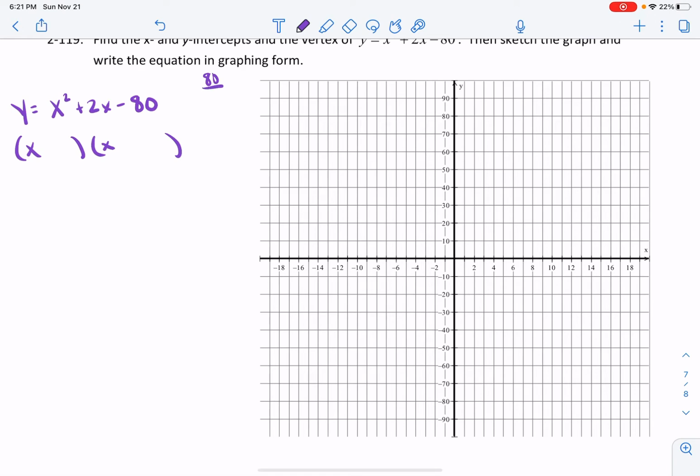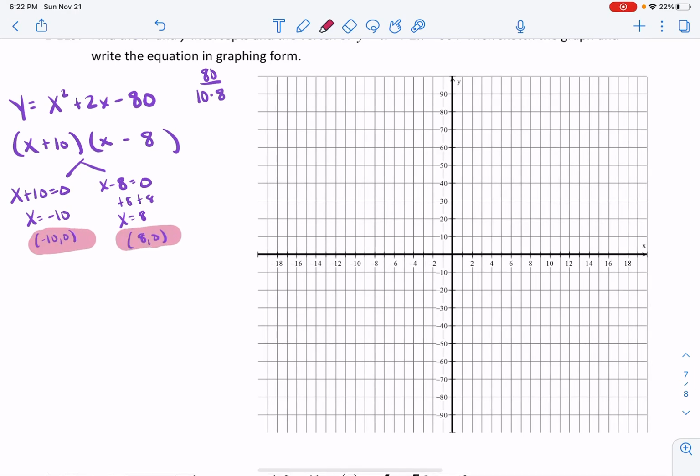So if we think about factors of 80, one factor that sticks out to me are 10 and 8. If I had a plus 10 minus 8, 10 times negative 8 is negative 80, and 10 minus 8 is 2. Awesome. So we can find our x-intercepts. Okay, so we have our two x-intercepts here. We could plot those, negative 10, 0, and 8, 0.